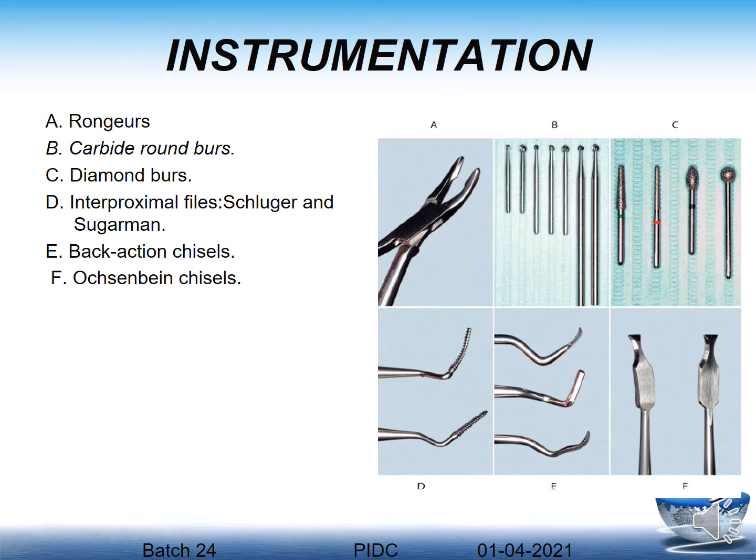So these are the instruments which are used for surgery. You do have the bone rongeurs, and you do have a set of carbide round burrs. You do have a set of diamond burrs, and then the Schluger, that is the father of resective osseous surgery. Under him, this file has been named, and the Sugarman files, the back action chisels, and the Ochsenbein chisels. So these are the instruments used for resective osseous surgery.